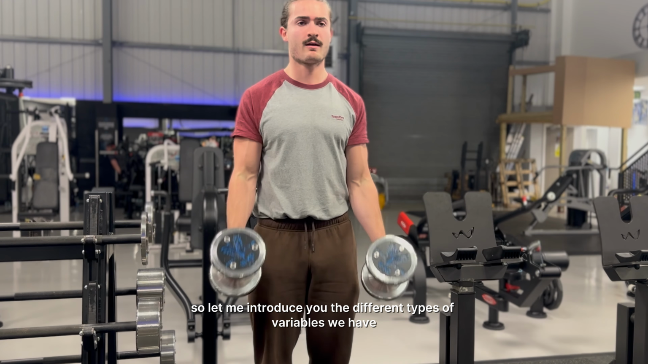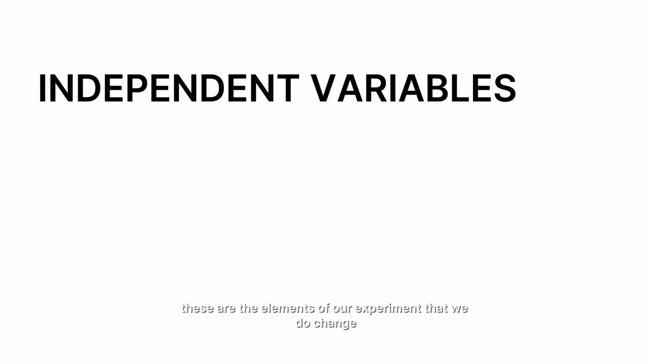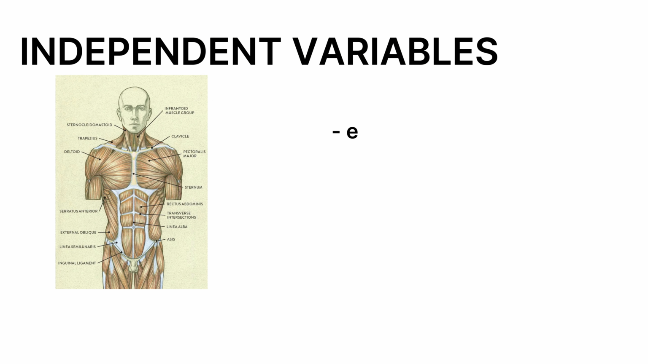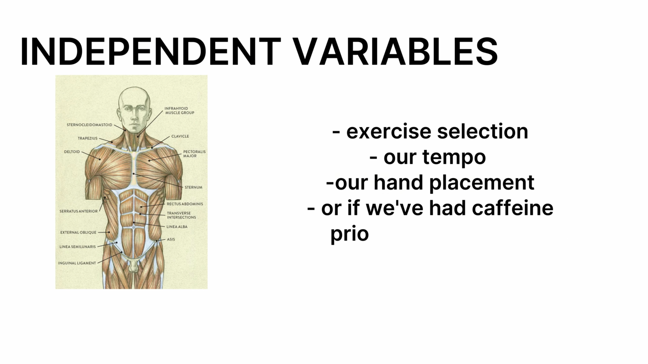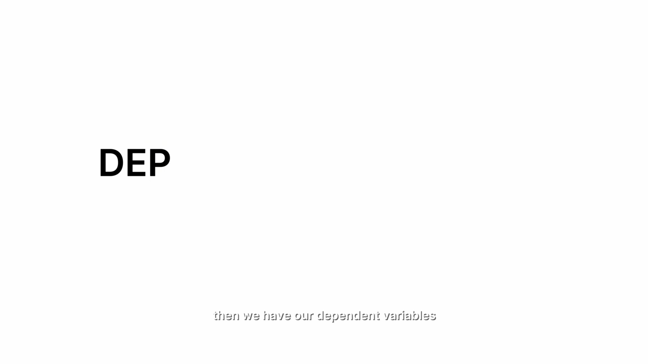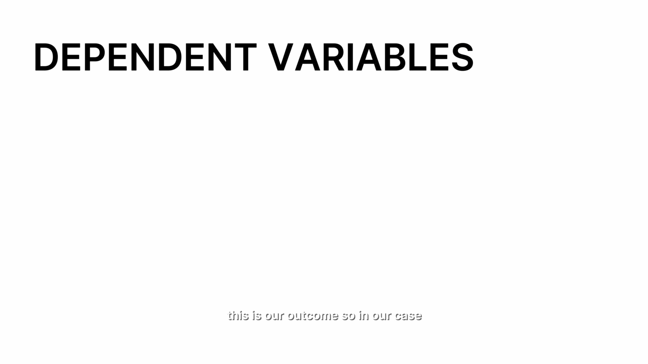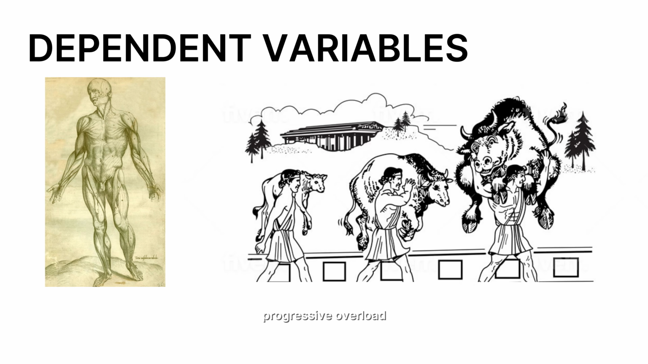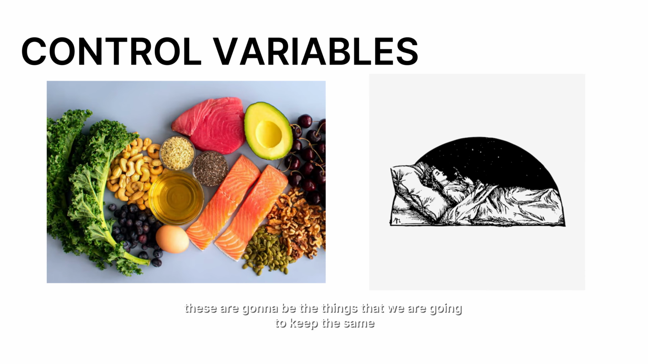So let me introduce you to the different types of variables we have. Firstly, we have our independent variables. These are the elements of our experiment that we do change. So in the case of building muscle, this may look like our exercise selection, our tempo, our hand placements, or whether or not we have had caffeine before our workout. Then we have our dependent variables. This is our outcome. So in our case, it's just building muscle, or as I'm going to discuss in a minute, progressive overload. And lastly, we have our control variables. These are going to be the things that we are going to keep the same.